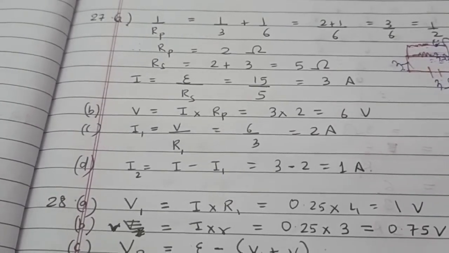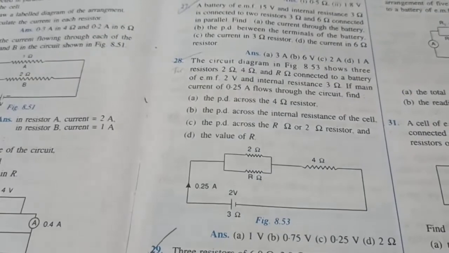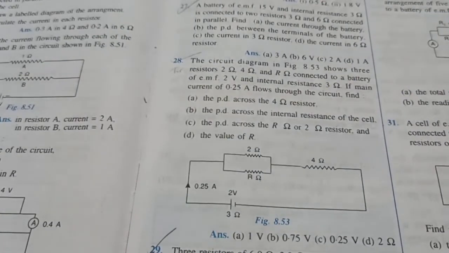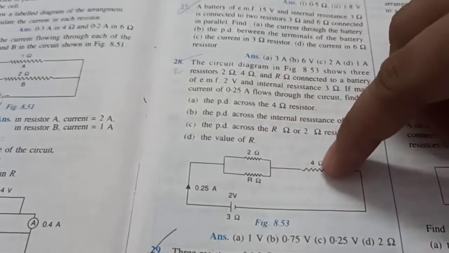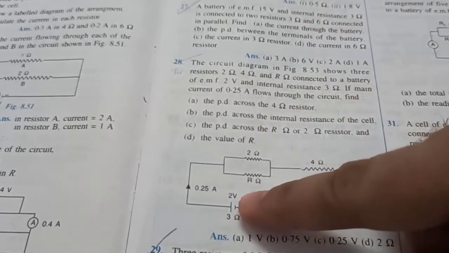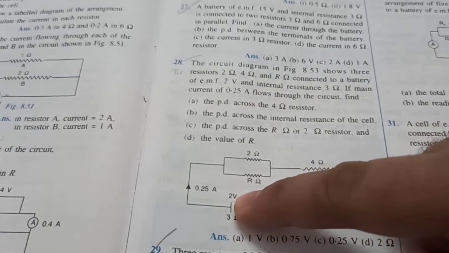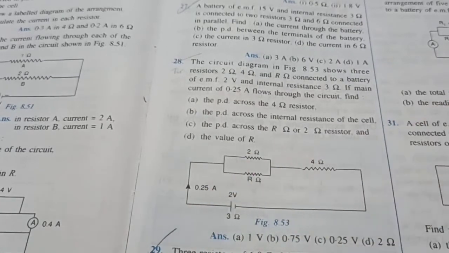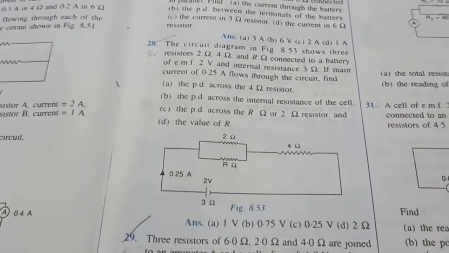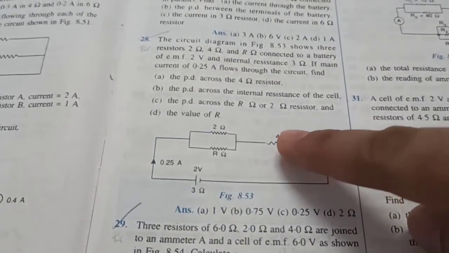Now the 28th sum is important. The diagram is given. So we've got 2 ohms and R ohms in parallel, and that is in series with 4 ohm, and there is an internal resistance as well. EMF is given as 2 volt, and there is a current already given, 0.25 ampere. So what is the potential difference across the 4 ohm resistor?